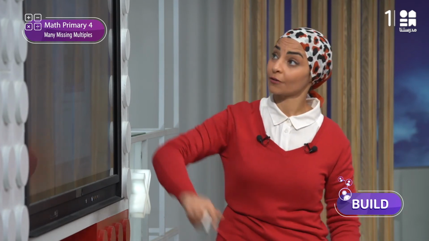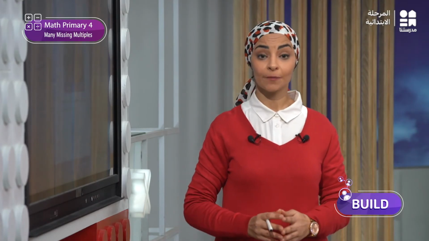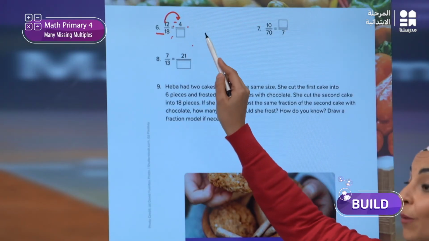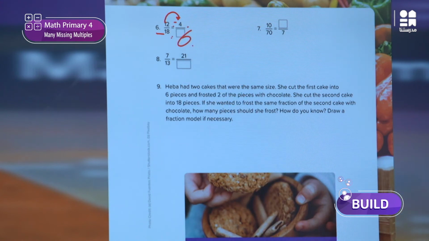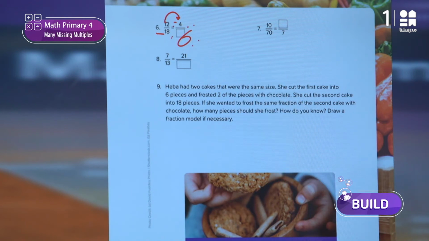طيب ask yourself 12 divided by what gives me 4? Yes, 12 divided by 3 gives me 4. يبقى احنا هنعمل برضو الدينومينيتور divided by 3. مش احنا قلنا 12 divided 3 gives me 4، يبقى 18 divided by 3 gives me what? Gives me 6. يبقى this is my answer. النيو fraction بتاعتي 4 over 6. Now let's move to problem number 7.